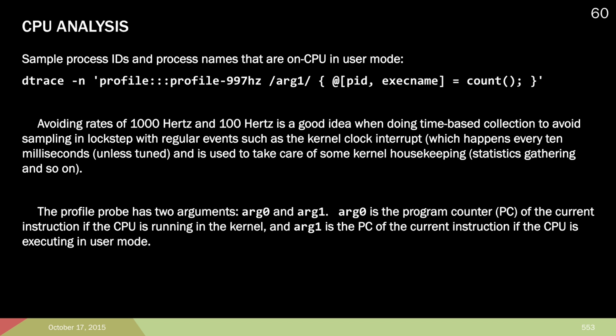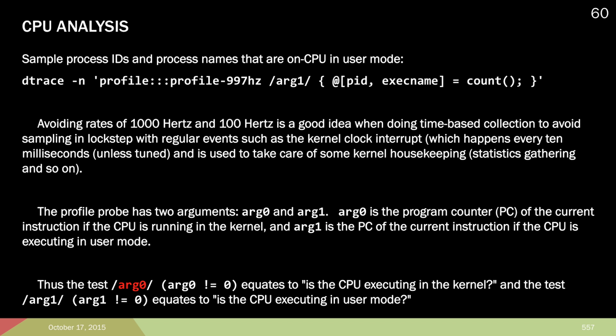The profile probe has two arguments. arg0 is the program counter of the current instruction when the CPU is running in the kernel. arg1 is the program counter of the current instruction when the CPU is executing in user mode. Thus, a predicate of arg0 or arg0 not equal to 0 means is the CPU running in the kernel. And a predicate of arg1 or arg1 not equal to 0 equates to is the CPU executing in user mode.